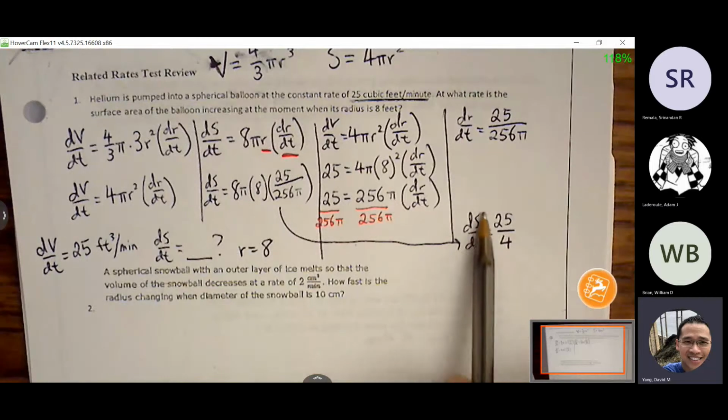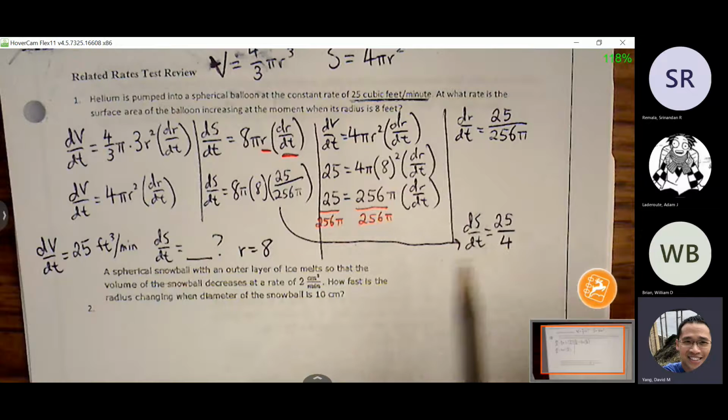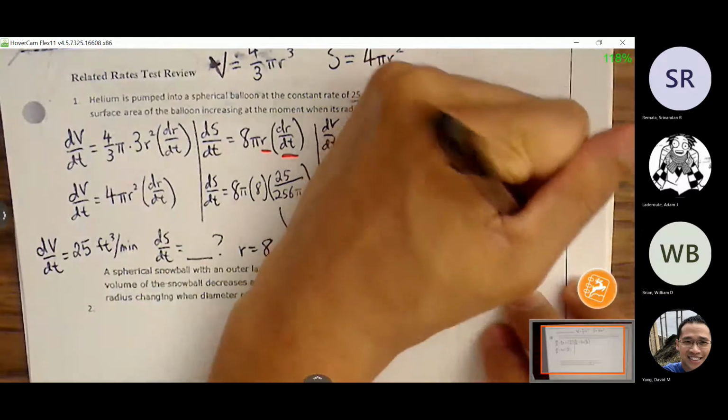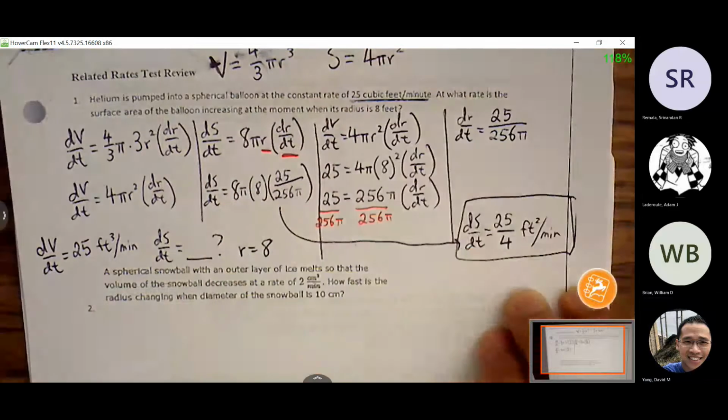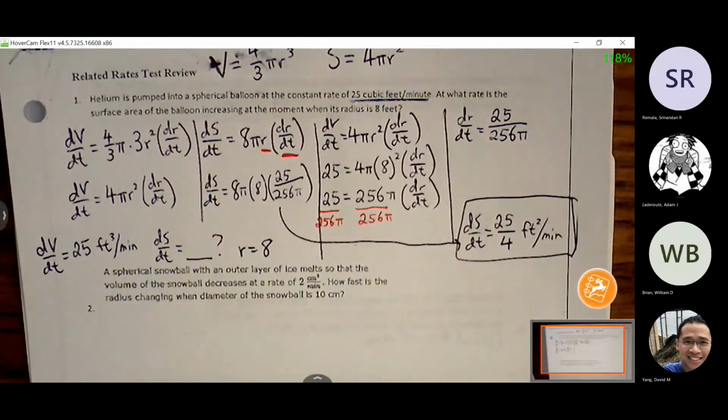Square. Good, yeah, so the square is going to be with the surface area, right? So square feet is for the numerator, and then minute is for the denominator. So square feet per minute. Yes.